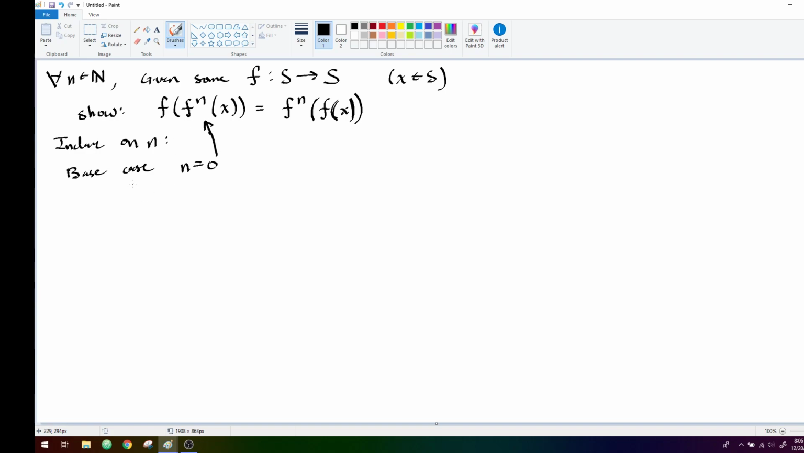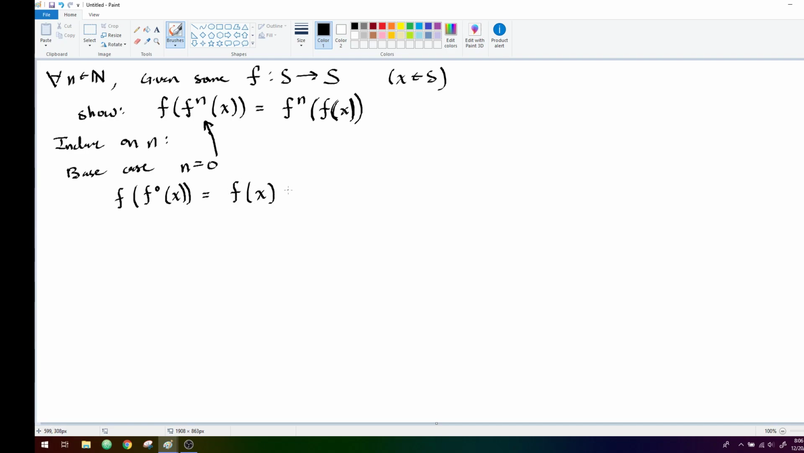Okay. How are we going to do that? Well, what we really need to show then is f of f applied 0 times to x. Well, what does that equal? From our definition, f applied 0 times to x just gives us x. So this is really the result of f of x.